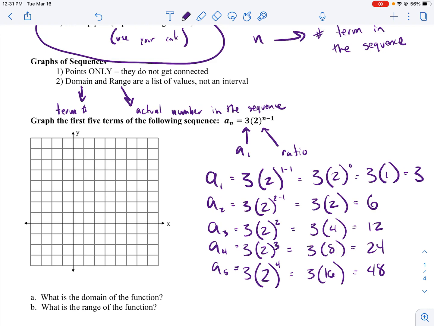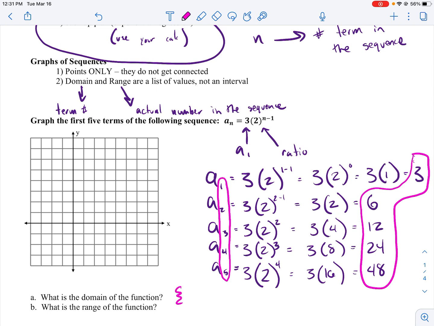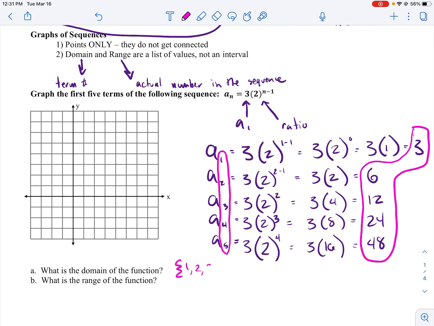is 48. Okay, so here is our sequence of numbers. And as you can see, as we go from term to term, we're multiplying by 2. So we're doubling each time. Okay, and so here's our list of domain numbers, right? 1, 2, 3, 4, 5. And here's our list of range numbers: 3, 6, 12, 24, and 48, ... because numbers go on forever.